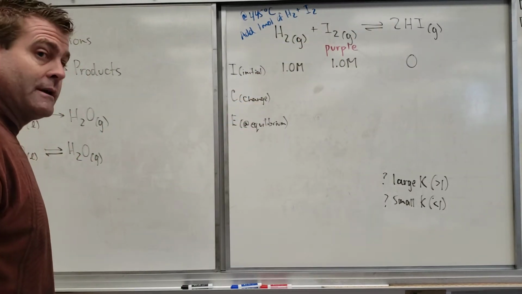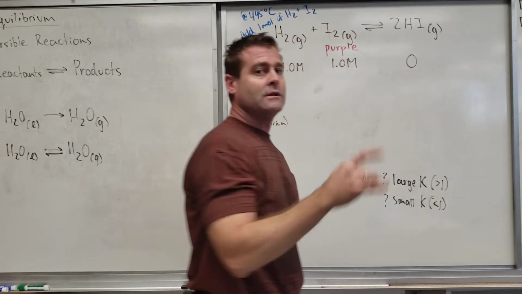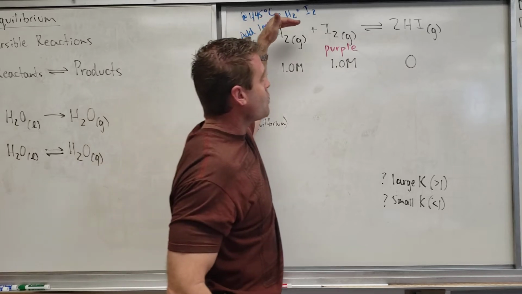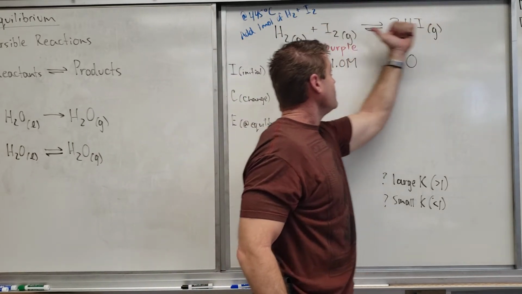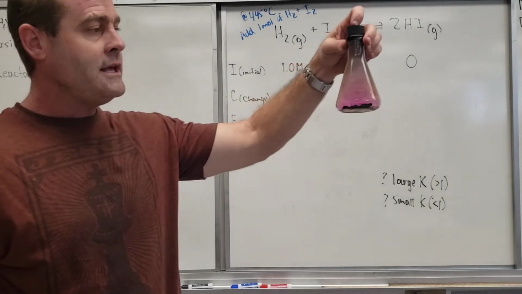And you guys remember, what does equilibrium mean? Equilibrium doesn't mean I end up with equal amounts of my reactants and products. Equilibrium means that's the point at which the rate of the forward reaction is equal to the rate of the reverse reaction. So the question is, how am I going to know when equilibrium is reached?